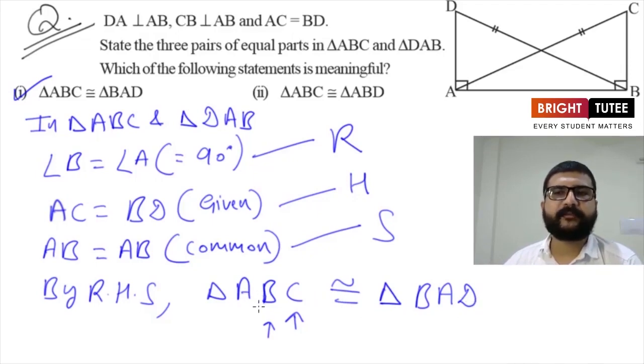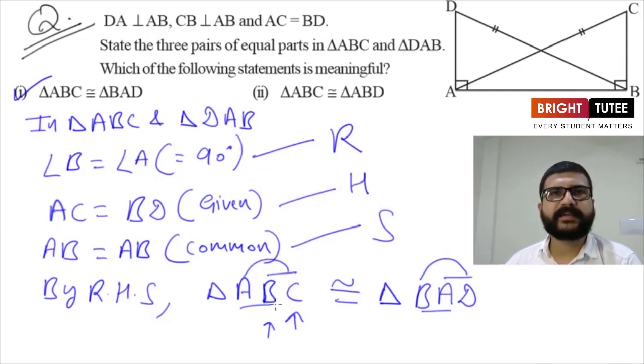We have to be very careful while writing the order of vertices while writing the congruency relation, because here we need correspondence between vertices. Now from this relation itself, we can say angle A is equal to angle B, angle B is equal to angle A, angle C is equal to angle D. And what else can we say? We can say AB is equal to BA, and BC is equal to AD, and AC is equal to BD. All this information can be given through the relation written here.